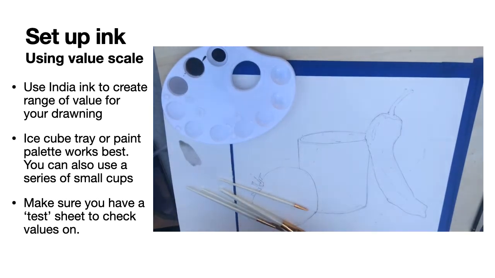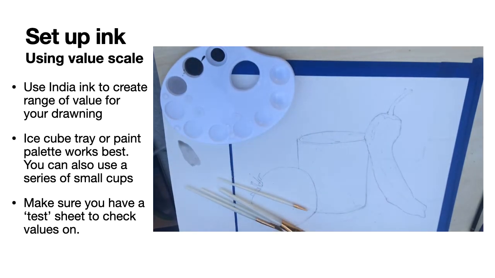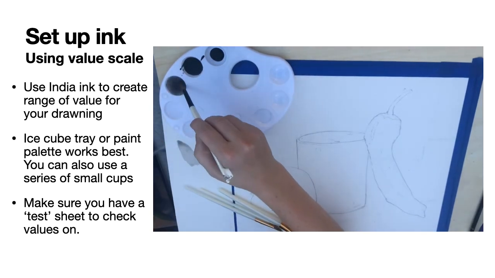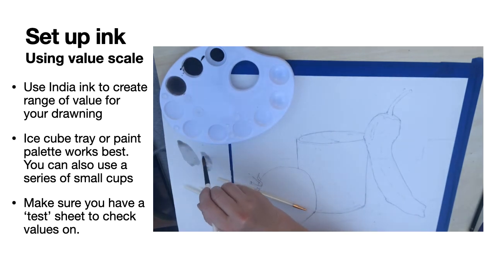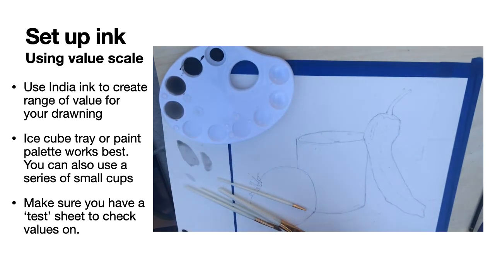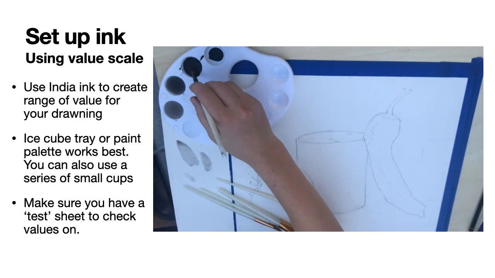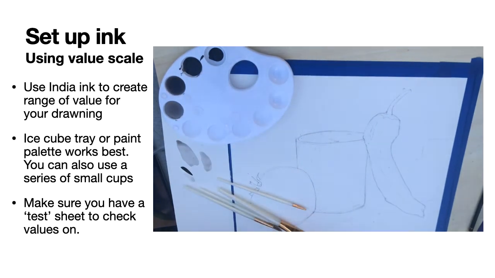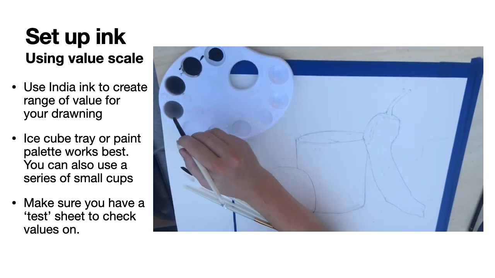The next step is setting up your ink value. So using your India ink, you're going to create a range of value for your drawing. The best thing for this, you should have done this already doing your little ink value study, but you should either use an ice cube tray if you have one at home. Just a regular ice cube tray works well. You can also use one of these little plastic palette things if you have one.